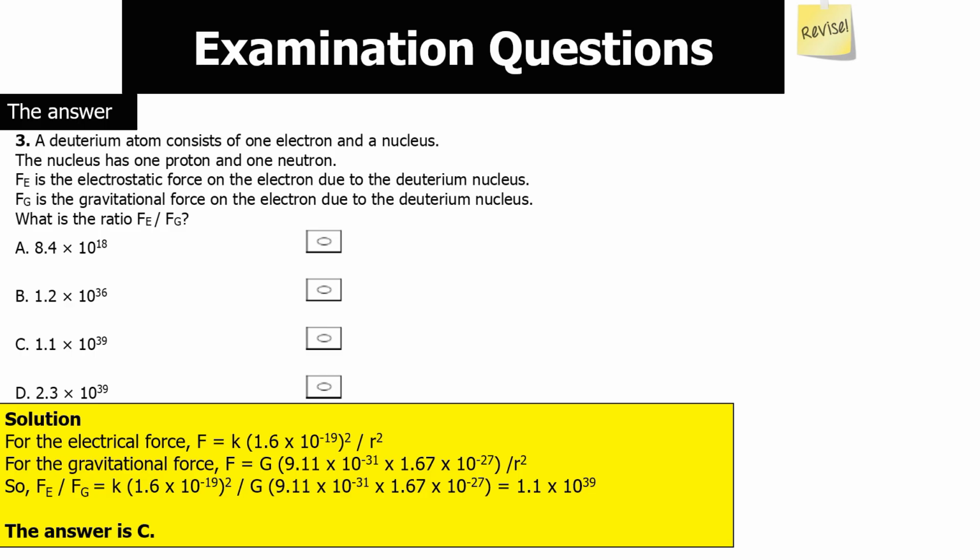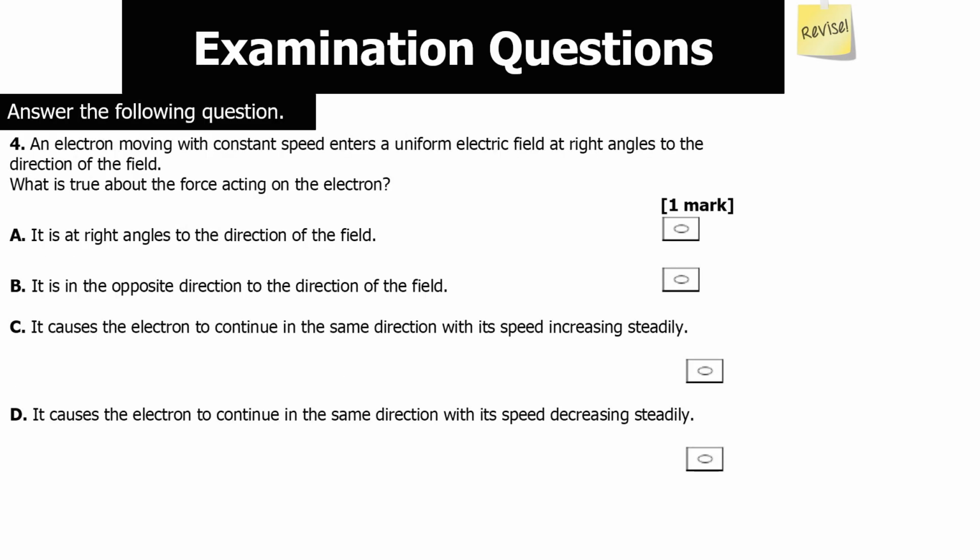The answer is C. The next question says, an electron moving with a constant speed enters a uniform electrical field at right angles to the direction of the field. What is true about the force acting on the electron? So pause the video now, then unpause the video when you want to go through your answer.